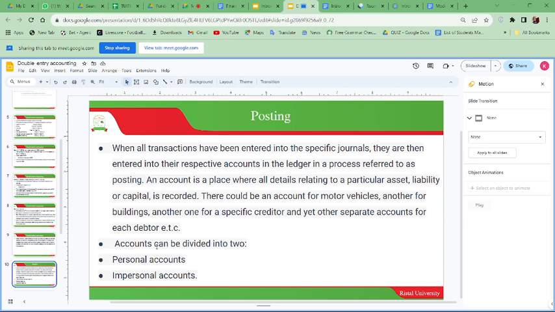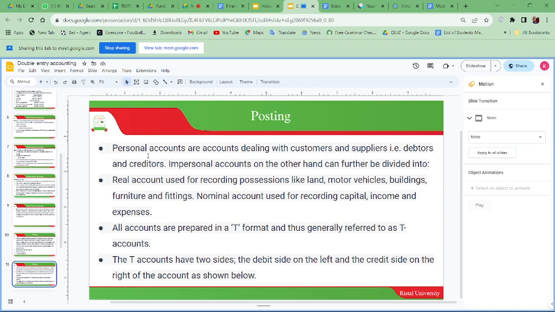So accounts can be divided into two. We have personal accounts and we have impersonal accounts. Personal accounts are accounts dealing with customers and suppliers. So these personal accounts only deal with customers and the suppliers. For example, we have the debtors and we have the creditors.